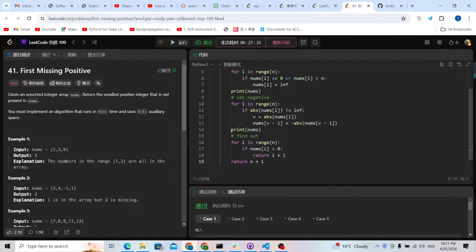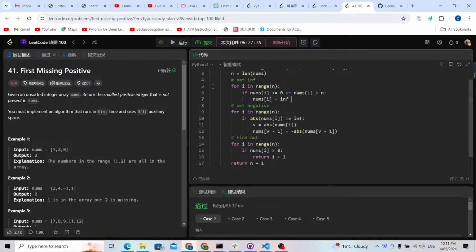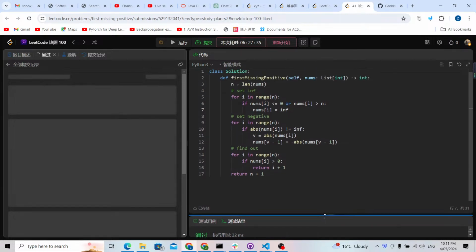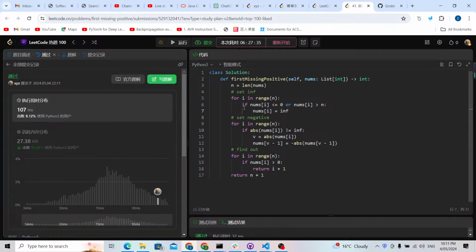It should work. Now let me delete the print and check if it can pass all the test cases. I mean, the code is not so long, but it's really difficult to write. Yeah, you have to follow exactly the procedure like this. You have to set the infinity first, and then set the negative, and then find out. As you can see, it passed, and it's pretty fast. The time complexity is O(n), and the space complexity is O(1), because we didn't use any extra space.